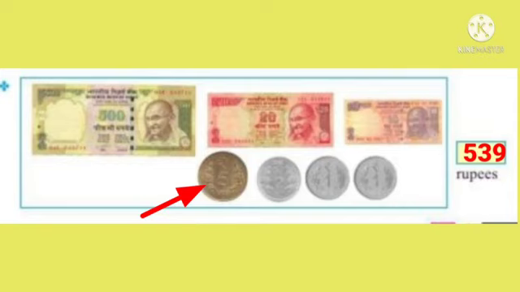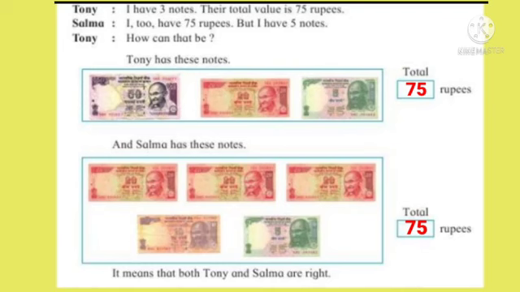plus 5 rupees plus 2 rupees plus 1 rupee plus 1 rupee is equal to 539 rupees. Tony: I have 3 notes. Their total value is 75 rupees. Salma: I too have 75 rupees, but I have 5 notes.